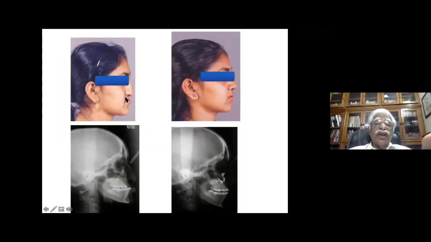And then cicatrization will prevent the growth of the maxilla, and also it will favor relapse once you take the maxilla forward. But in this case, the maxilla is being taken forward. So to prevent the relapse, you always have to go for a rigid fixation. And see, the nose has come forward, and the angulation also has come better.